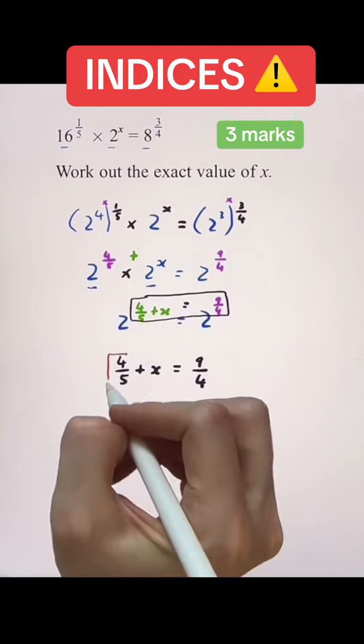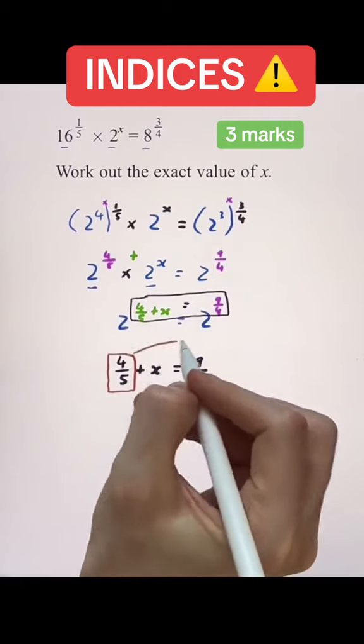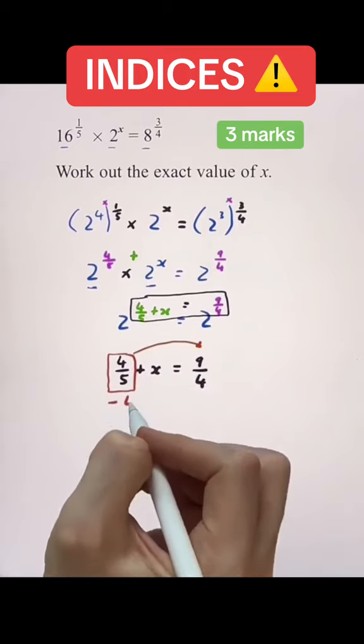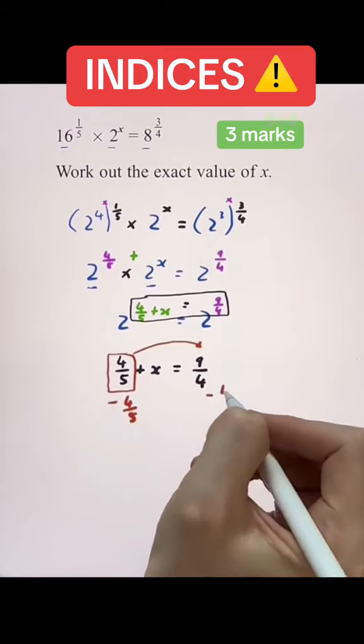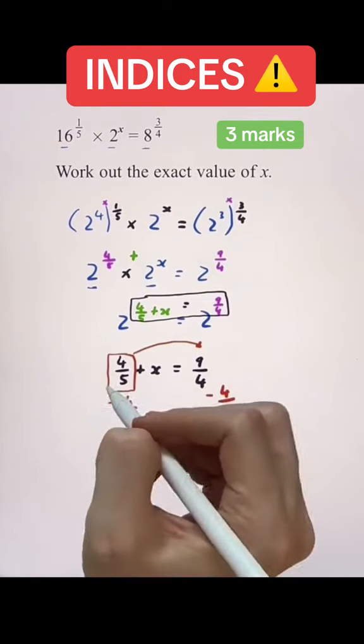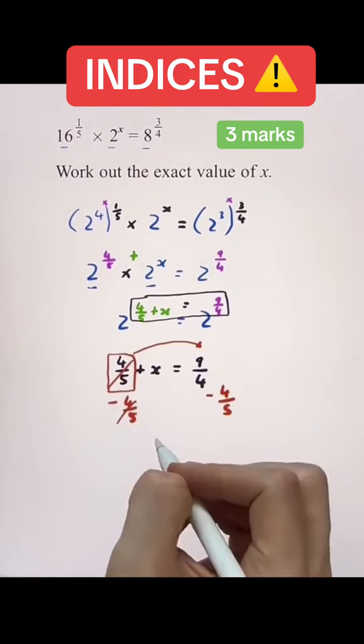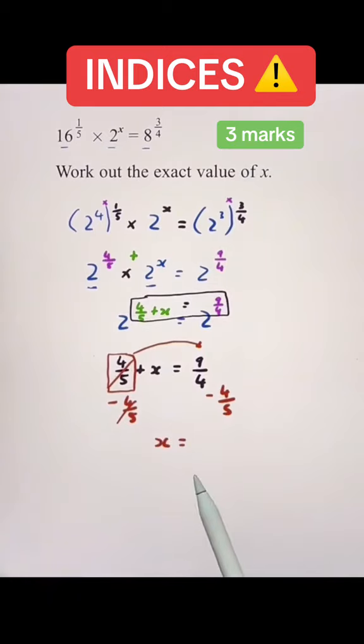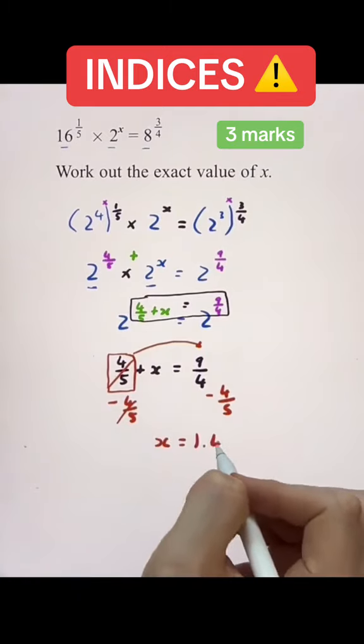I know the opposite of add 4/5 is to subtract 4/5 from both sides. If I subtract 4/5 from both sides, on the left-hand side, 4/5 subtract 4/5 will cancel. That will leave us with x, exactly what I wanted. On the right-hand side, 9/4 subtract 4/5 gives us 1.45 as a decimal.